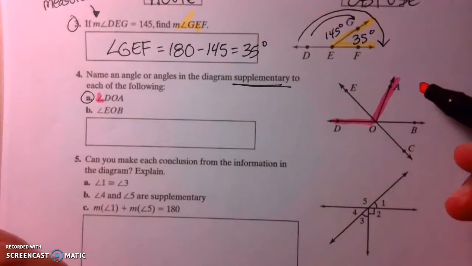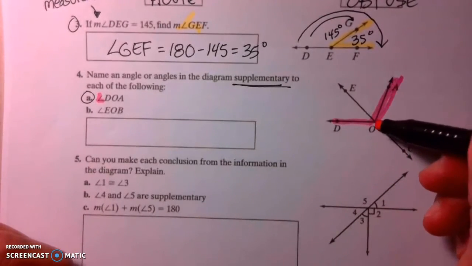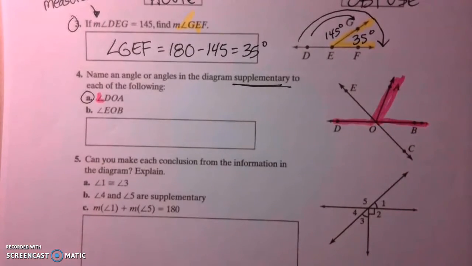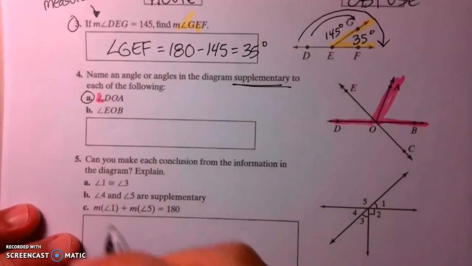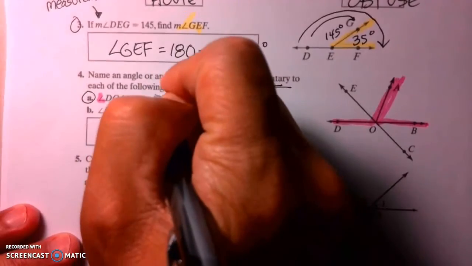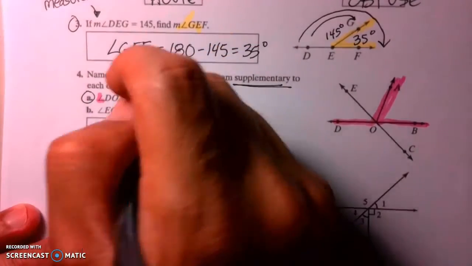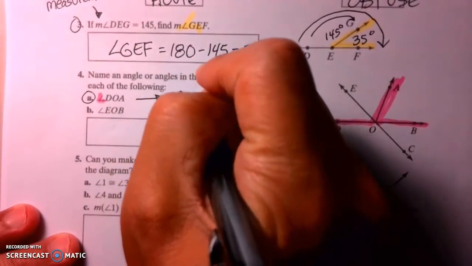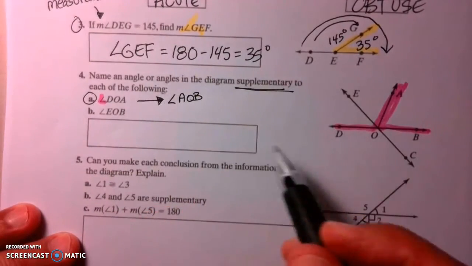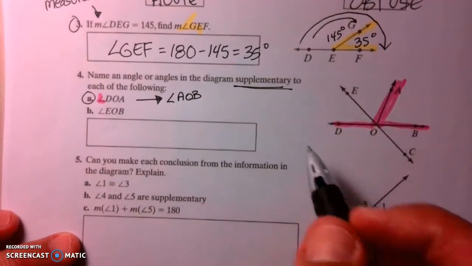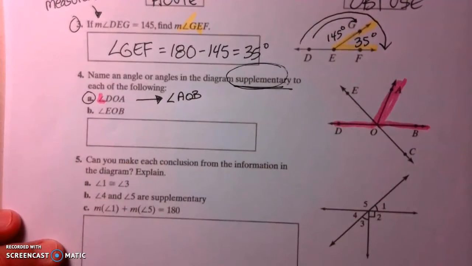I'm going to use pink again. I'm going to go A to O to B. If you notice both pink angles together, they form a straight line. So the answer for this one is angle AOB. AOB and DOA are supplementary. They make a straight line.